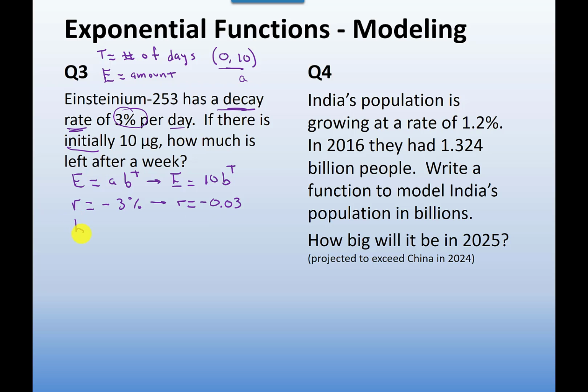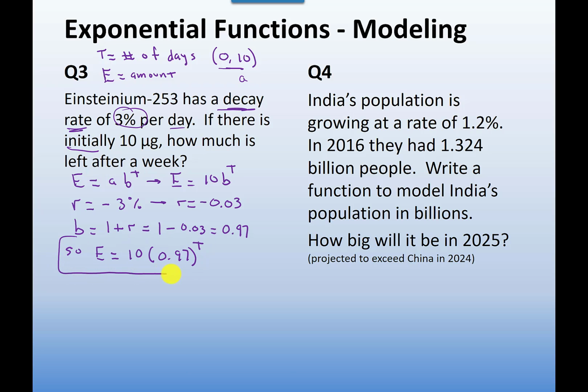And we can use that because we have a formula for B. It equals 1 plus the percent growth rate. Well, it's not a growth this time. It's a decay, so we're going to subtract 0.03. And so B equals 0.97. We're done with the equation. We've got the whole thing here: E equals 10 times 0.97 to the t power.